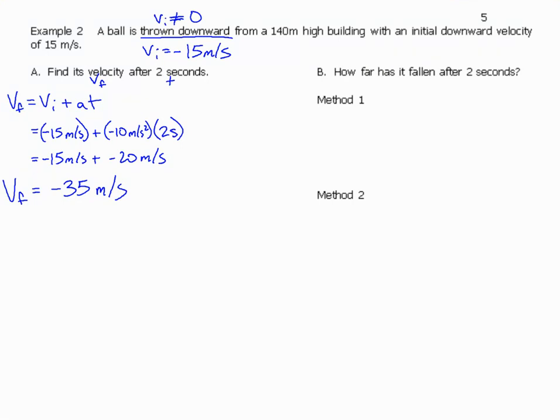How far has it fallen after 2 seconds? How far? We're talking about distance. 2 seconds is time. Remember, there were 2 ways of figuring this out. The first one is your actual physics formula that relates distance and time. Distance equals initial velocity times the time plus 1/2 acceleration times the square of the time.